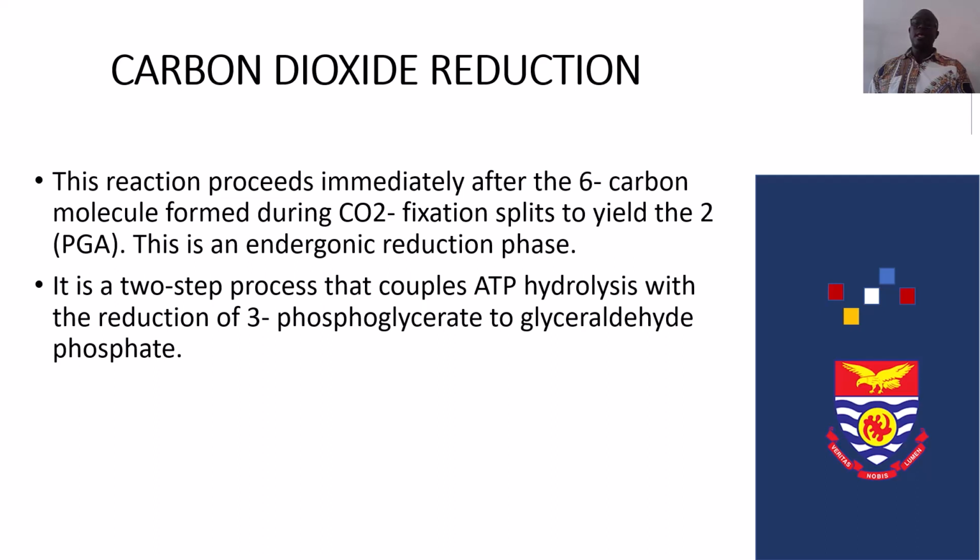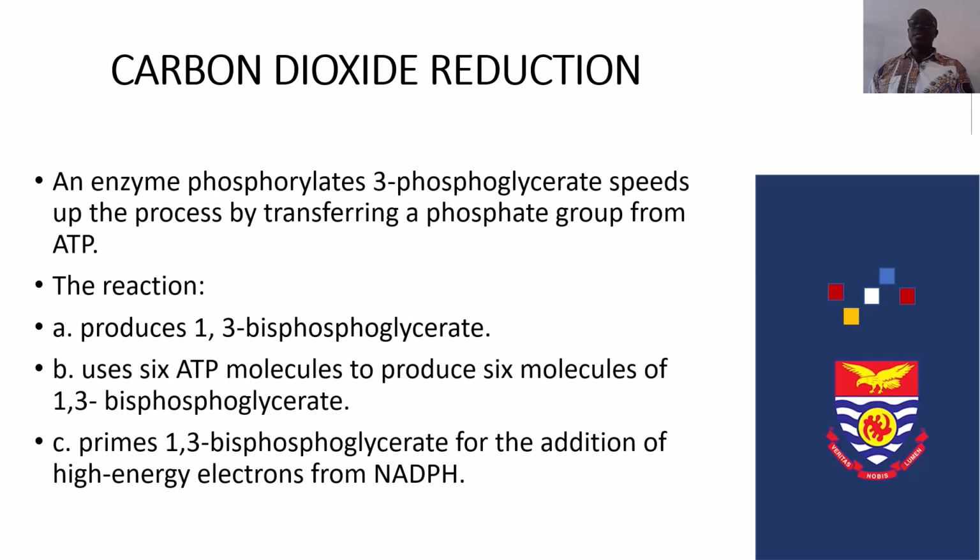This is an endergonic reduction phase. It is a 2-step process that couples ATP hydrolysis with the reduction of 3-phosphoglycerate to glyceraldehyde phosphate. An enzyme, phosphorylase, speeds up the process by transferring a phosphate group from ATP.